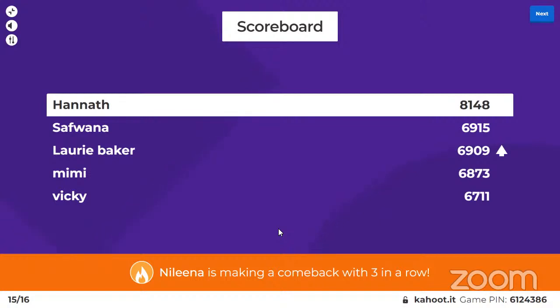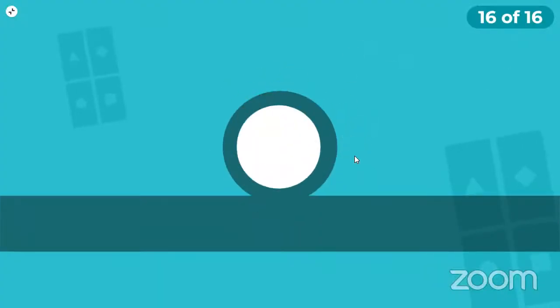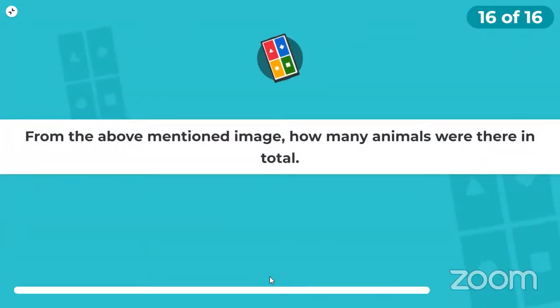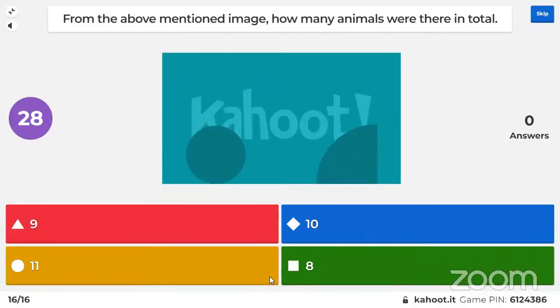Now we are moving on to the last portion. All right. So now we have one more question left in the quiz. And that will be having double the points. So double the points. So that will be a deciding factor.